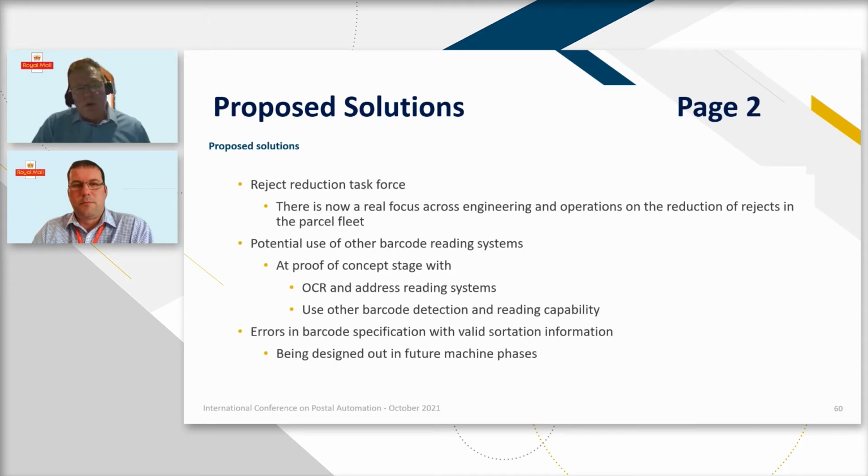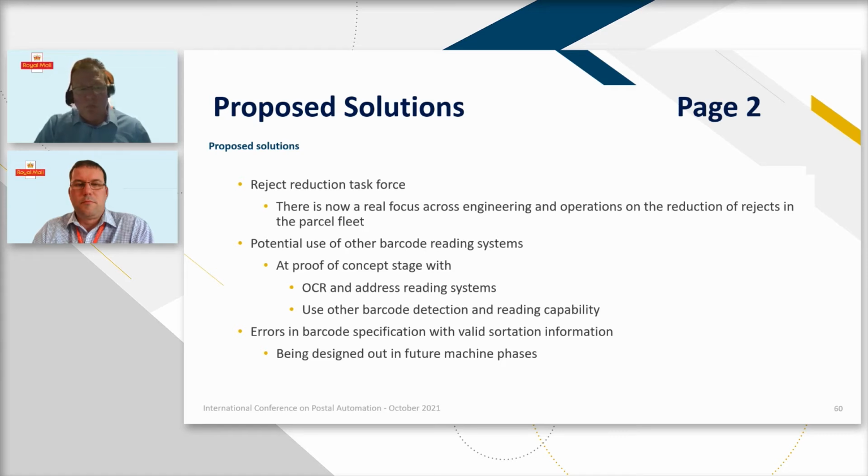We've also got a reject reduction task force now in Royal Mail that's focusing not just from an engineering perspective, but also across the operational world as well, to try and reduce those rejects and some of those other issues that are out there. Once again, we're now peeling away that layer of the onion to get to the true root cause and try and reduce those barcode read rate problems.